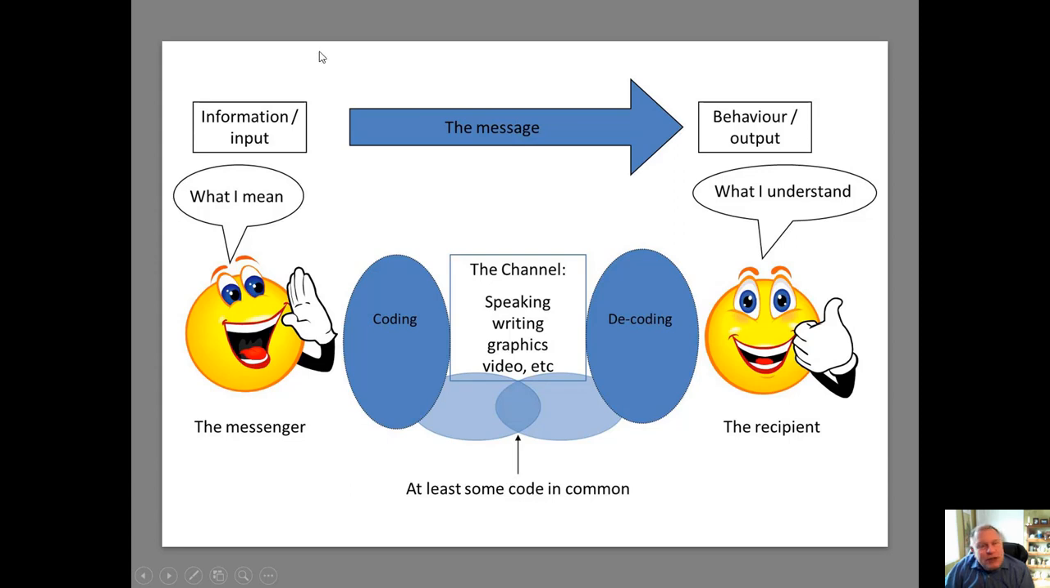So let's build this up a little bit. You have information input, meaning the message, then coding, and the channel: speaking, writing, graphics, video, etc. Some things we have in common. And then decoding: what I understand. Behavior is the output. But oftentimes, what we say and what we mean is not always what's understood.